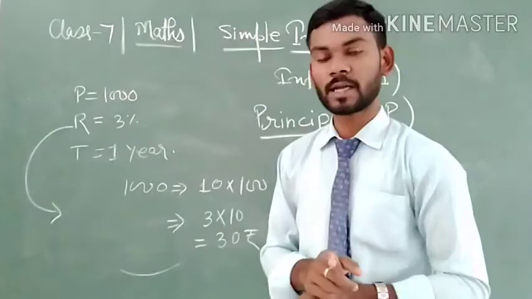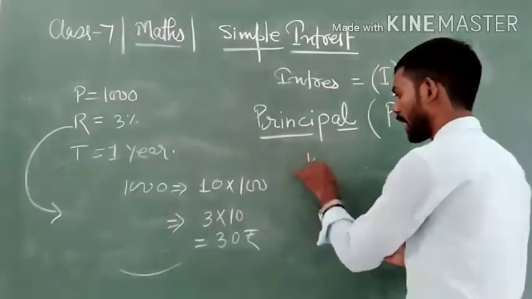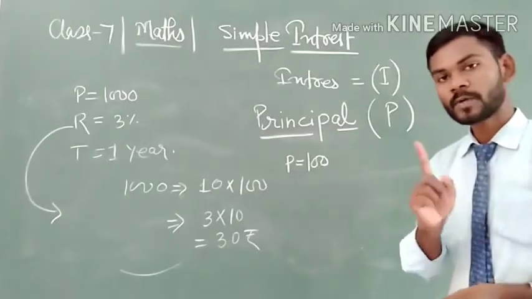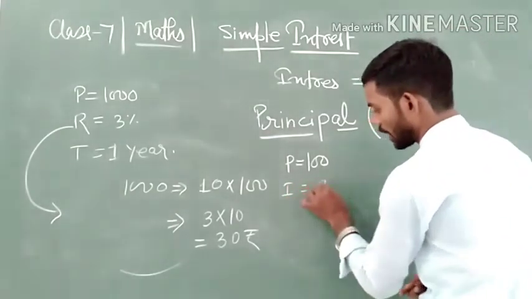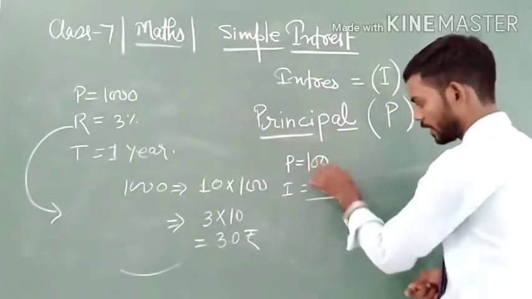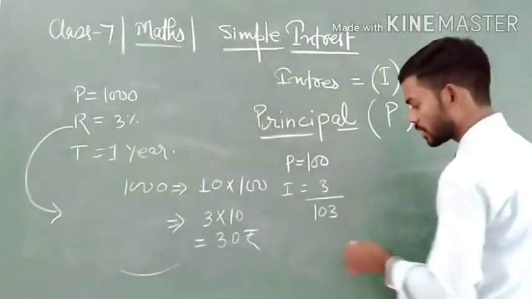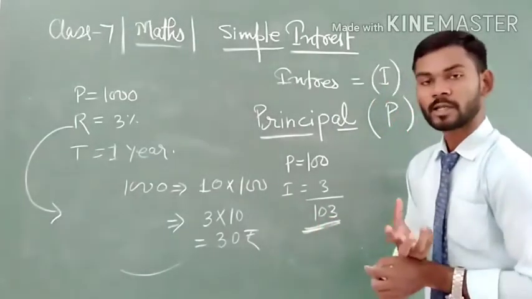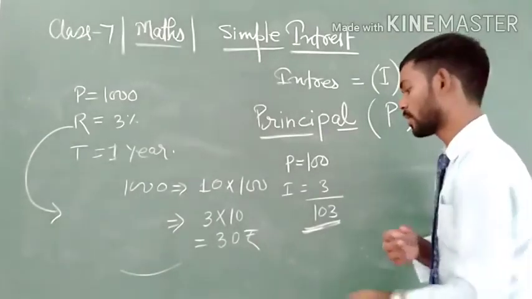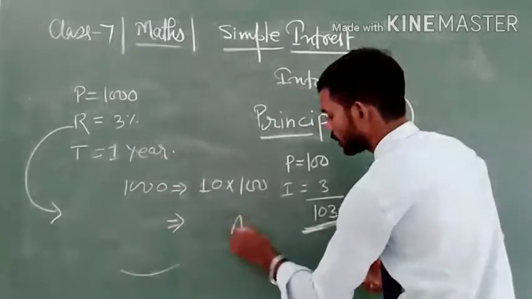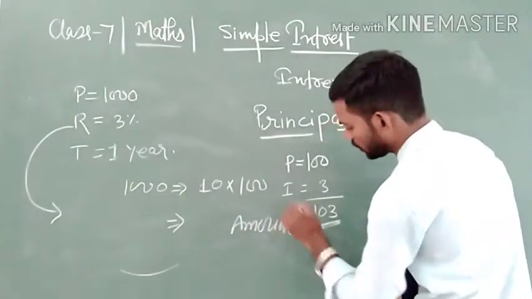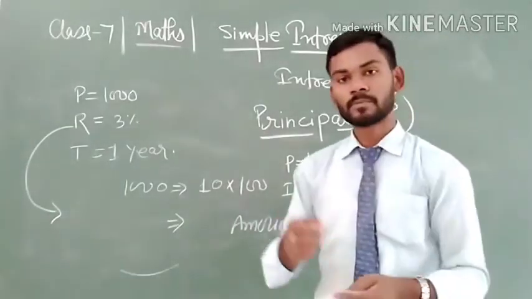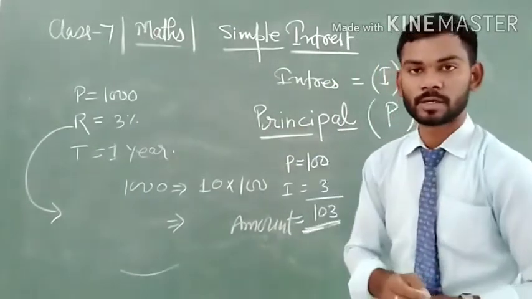Next, if I deposited the principal of 100 rupees in the bank, and after 1 year the bank gives us interest of 3 rupees, then if we add, we get 103. This 103 is called the gross amount, or we can say total money, or simply the amount. So this is the amount, and I hope you have got the idea of simple interest.